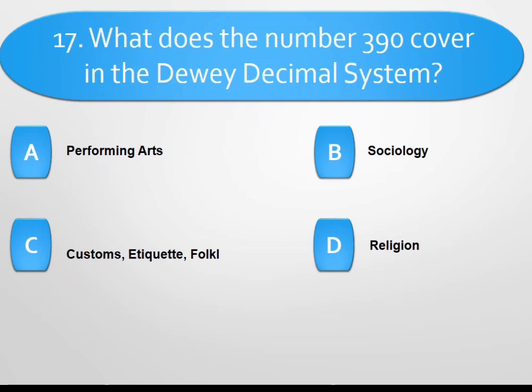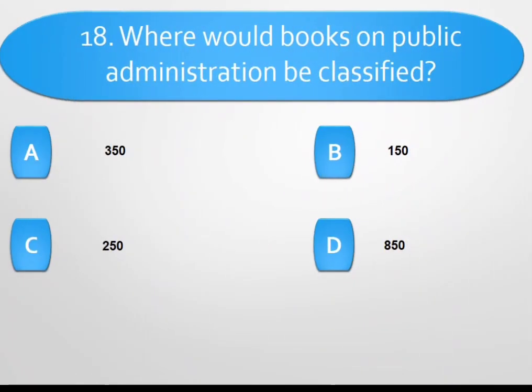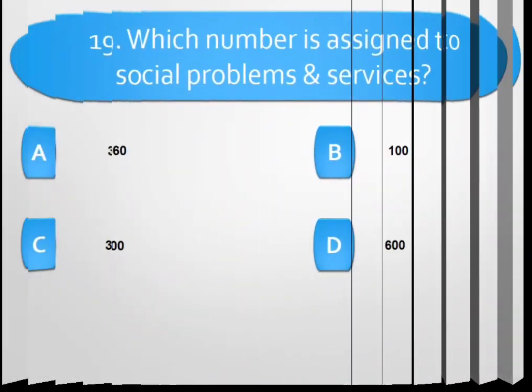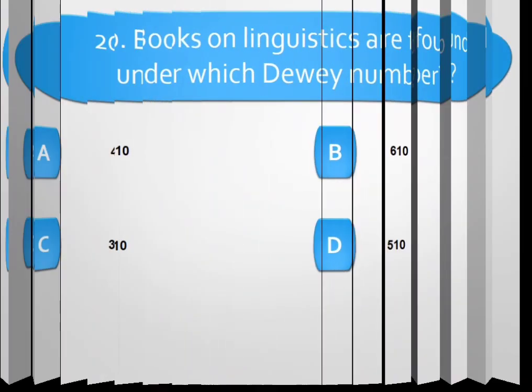What does the number 390 cover in the DDC system? 390 covers customs. C is the right answer. Where would books on public administration be classified? Public administration, A is the correct answer. Which number is assigned to social problems and services? The right answer is A, 360.